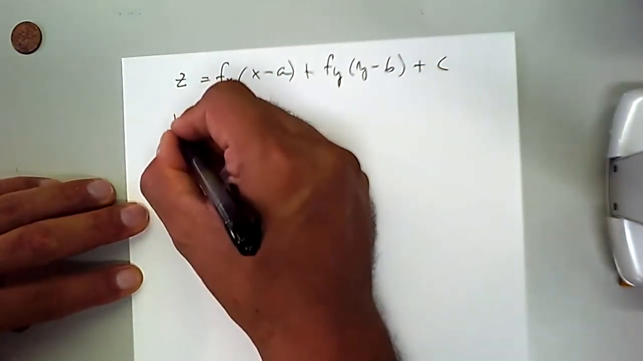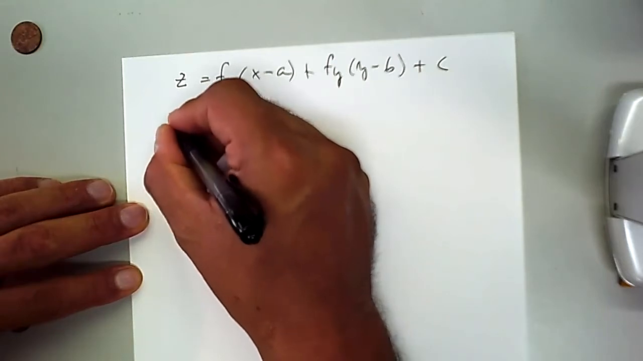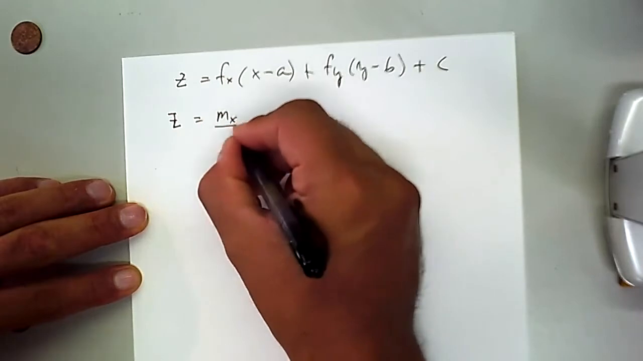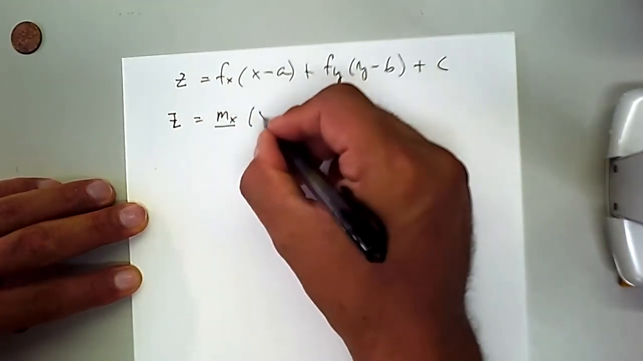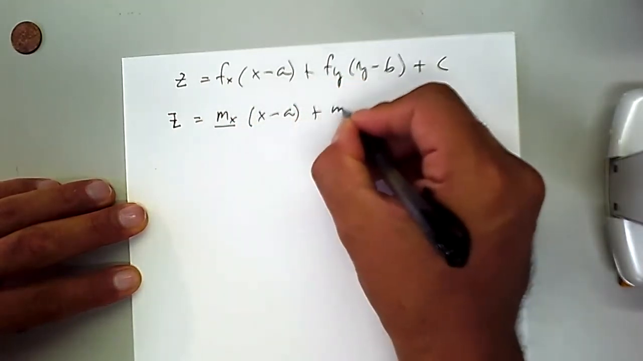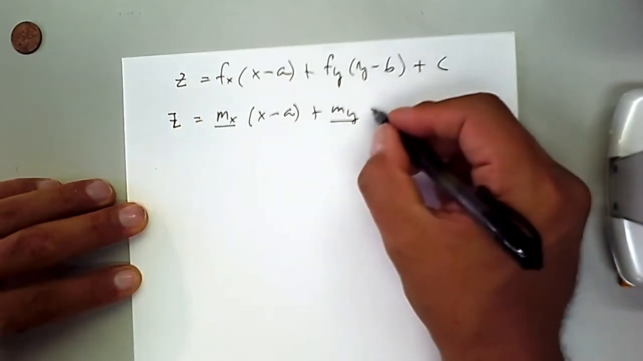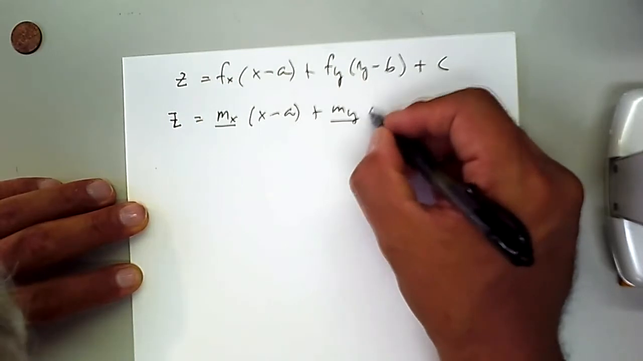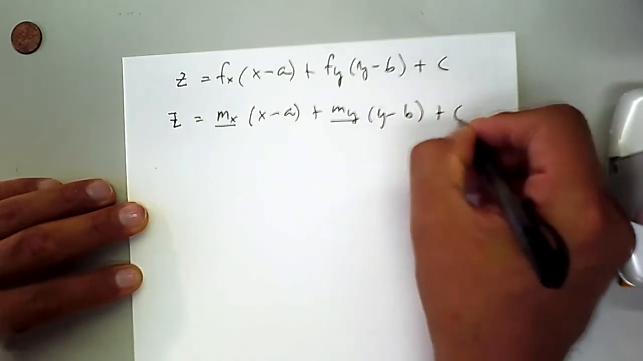I'm going to change this a little bit. I'm going to rewrite it as m sub x, slope in the x direction, plus m sub y, slope in the y direction. You don't have to underline it. I'm emphasizing that it's a slope, y minus b plus c.